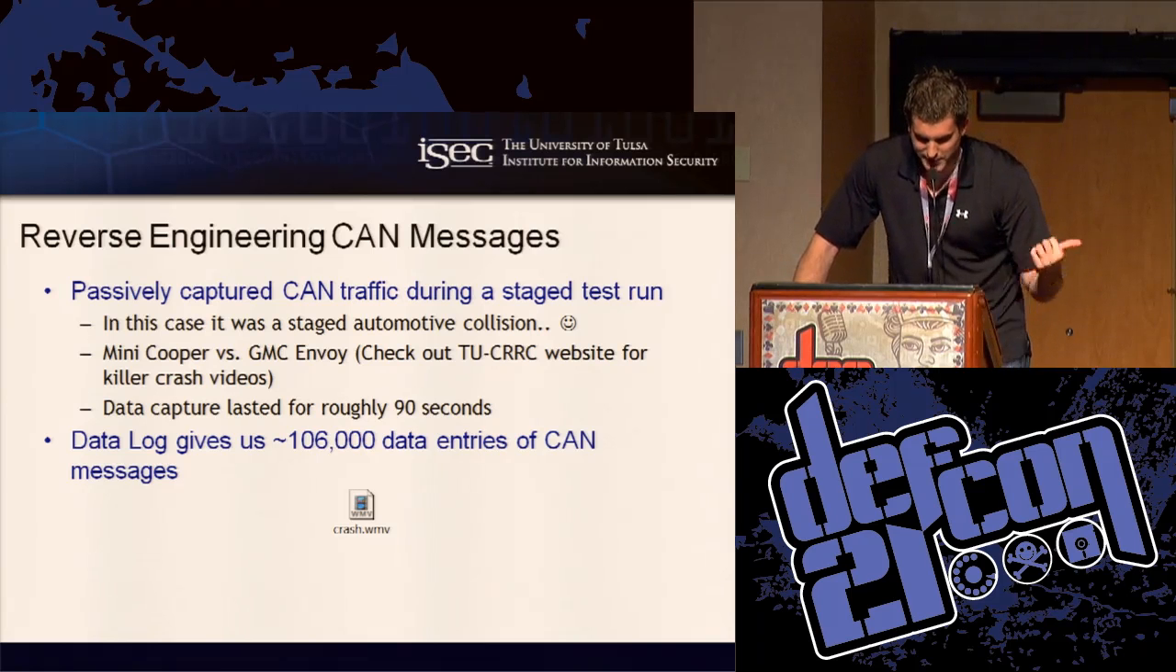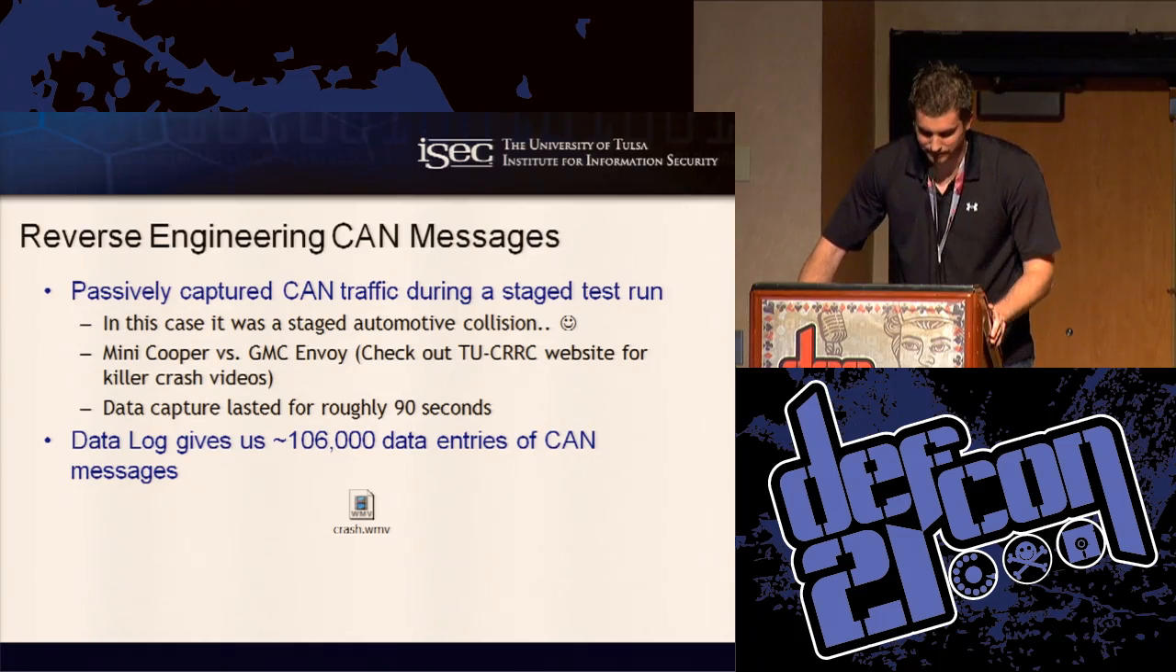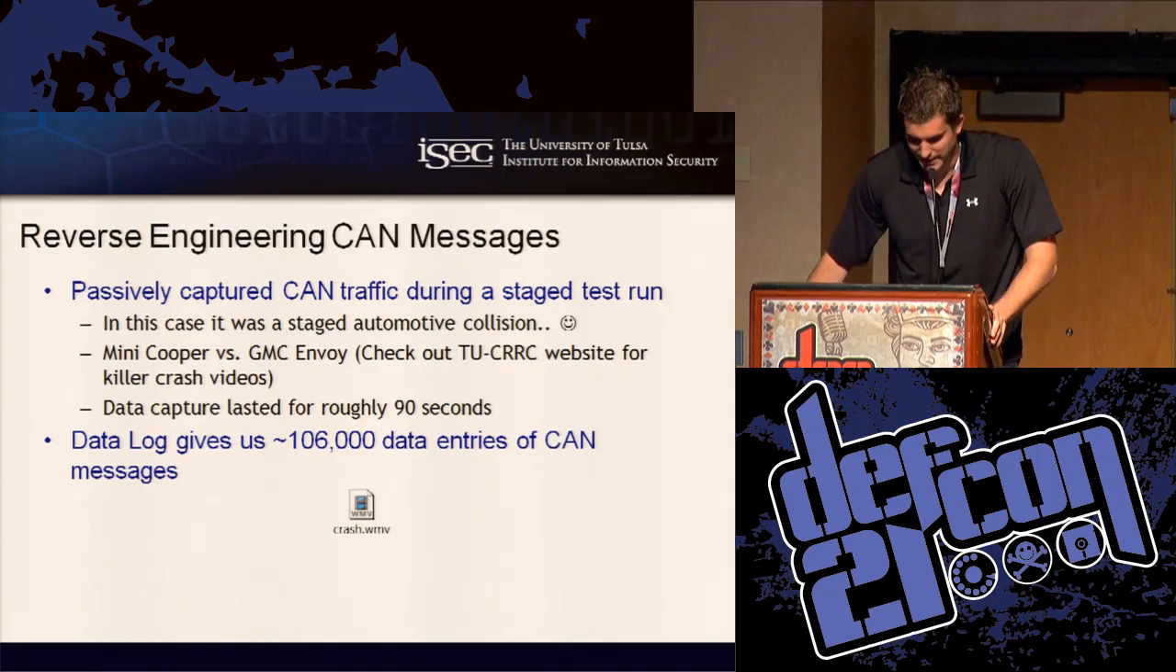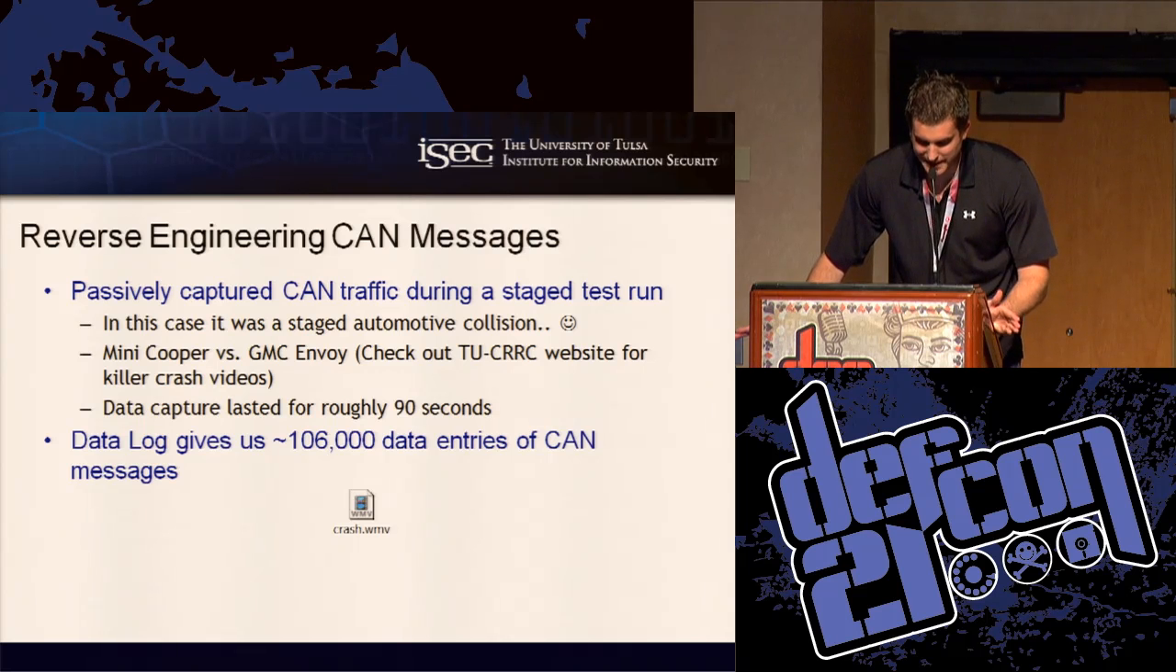The instrument cluster from the Mini Cooper was salvaged from a wrecked Mini Cooper that was involved in a staged automotive collision with a GMC Envoy. Before these cars were involved in the collision, they were outfitted with external instruments to measure such things as vehicle speed, and then we would correlate that data with the data on the CAN bus itself to verify its accuracy.